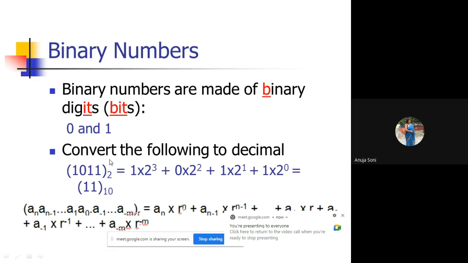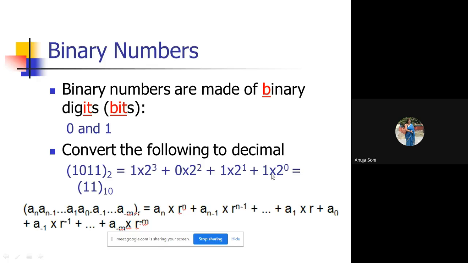If this number would have been in octal form, and it needs to be converted in the decimal form, in that case, the value of R would have become 8. If this given number would have been in hexadecimal form and it needs to be converted in decimal form, in that case, the value of R would have been 16. So accordingly, the value of R will change if the type of the number changes. So here in this case, value of R is 2.